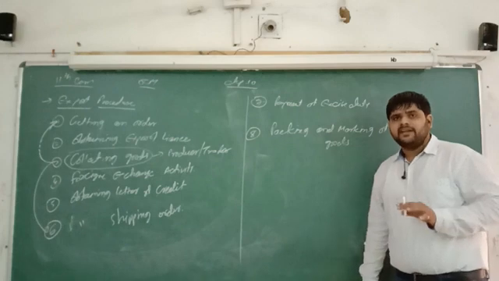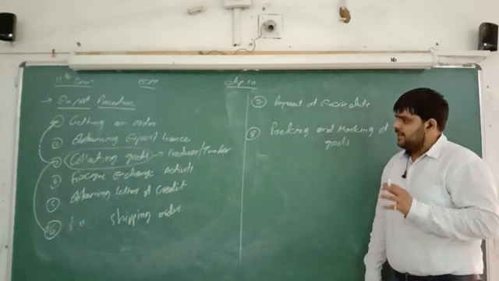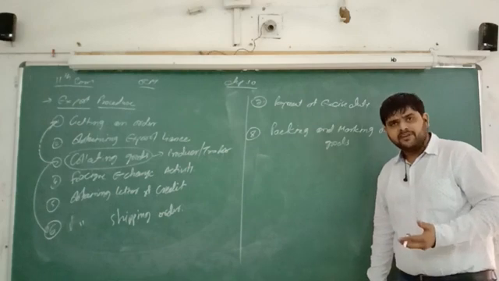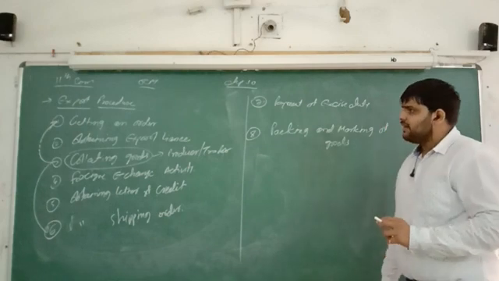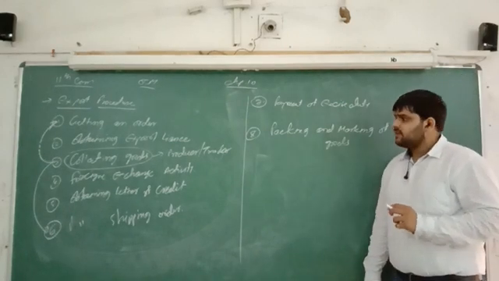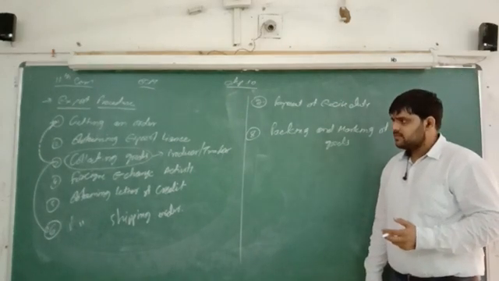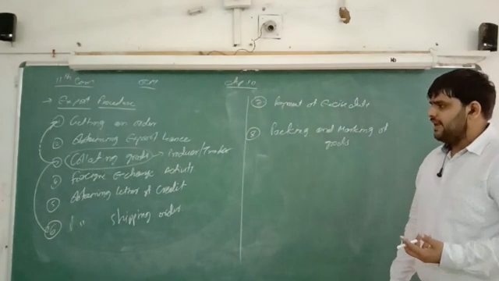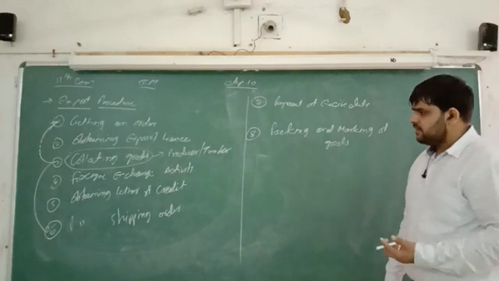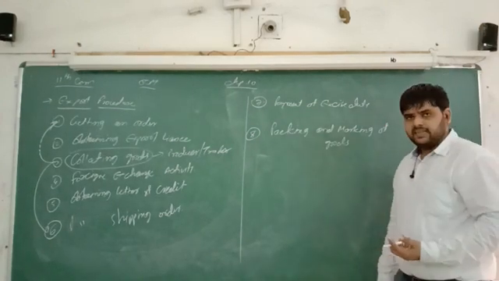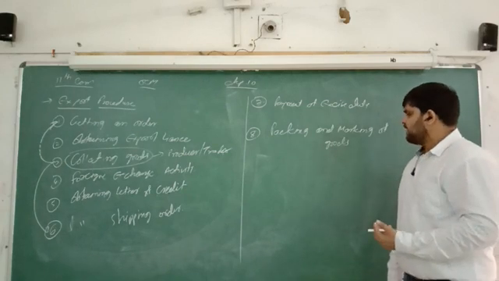So these are 8 different steps of the export procedure. There are 16 points in total, but today we have taken 8 points. The next 8 points we will take in our next video. What are those 8 points? Number 1, getting an order. Second, obtaining export license. Number 3, collecting goods. Number 4, foreign exchange activity. Number 5, obtaining letter of credit. Number 6, obtaining shipping order. 7, payment of excise duty. 8, packing and marking of goods.